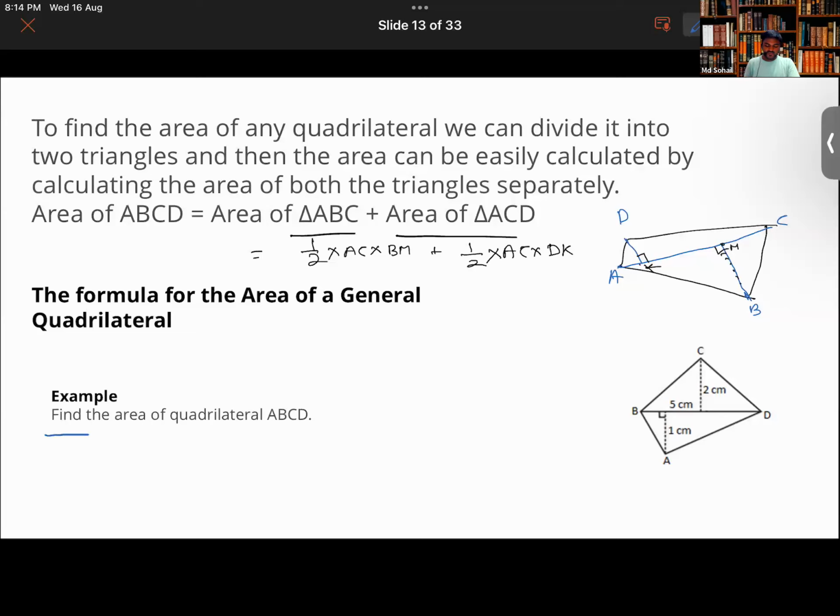Now let's solve a question on this one. Find the area of this quadrilateral using this formula. You have got the triangles and their heights are also given here. And this 5 centimeter here is the measurement of the diagonal BD. BD equals 5 centimeter, okay. Solve this one.